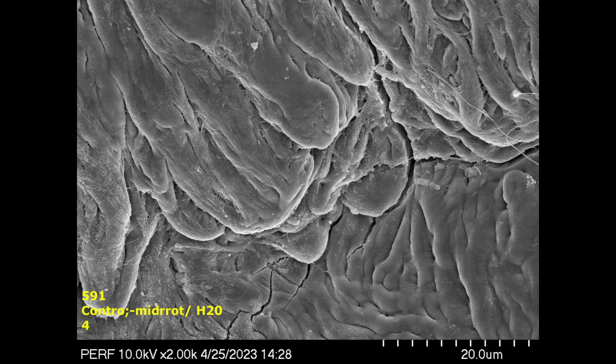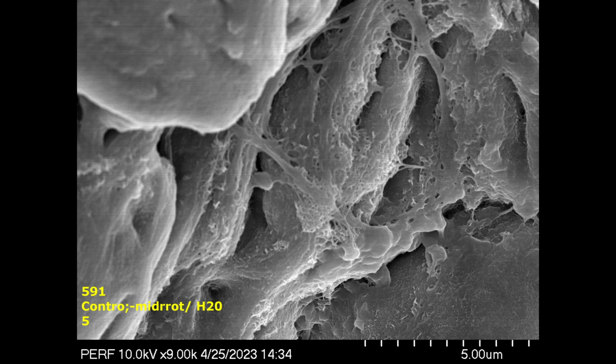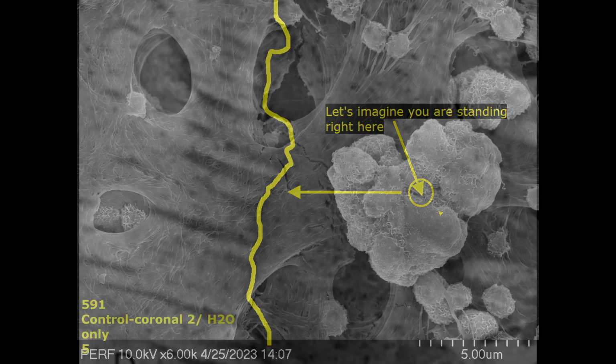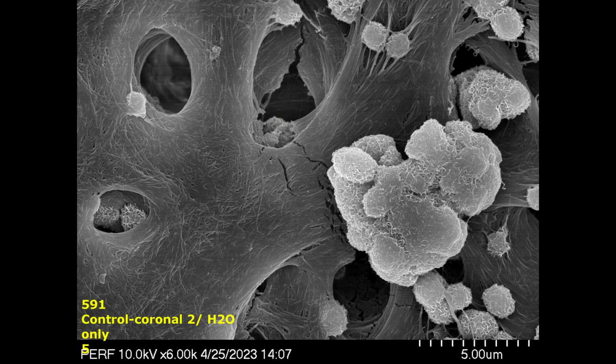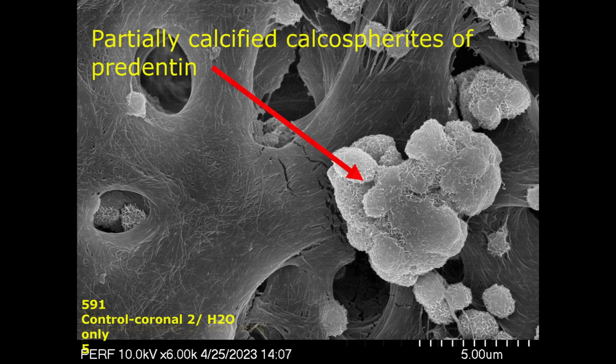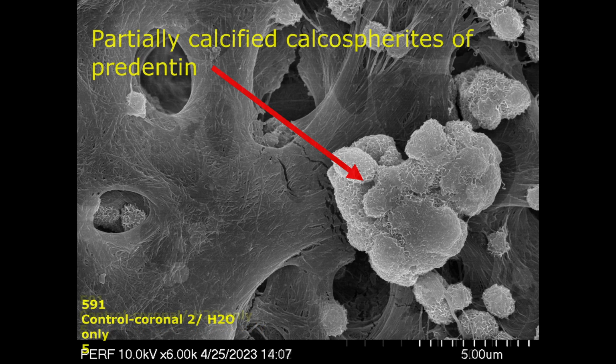And in various places in the canal, it looks different. You can see there's partial mineralization going on. So as you're standing on this vantage point, you have to be prepared to see partial mineralization. Here you can see a water-only irrigation. You can see the mineralization front, and you can see the collagen substructure of the chalcospheroids in the predentin.